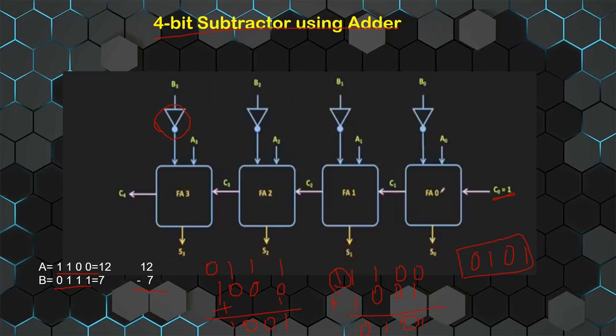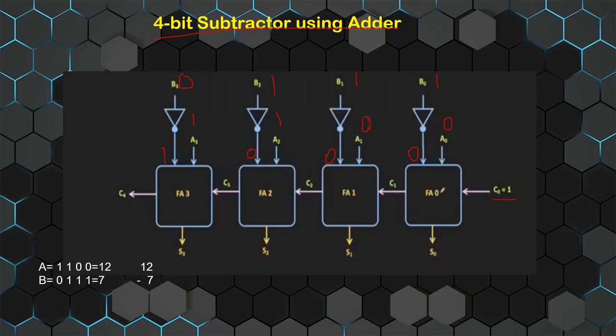Okay, let us solve it using this circuit. So what are the A values? It is 1100, right? What are the B values? 0111. And let us take the complement. With the NOT gate, 0 will become 1, and 1 will become 0. So the inputs are 0001 0... the complemented B is 1000, and the initial carry input is 1.